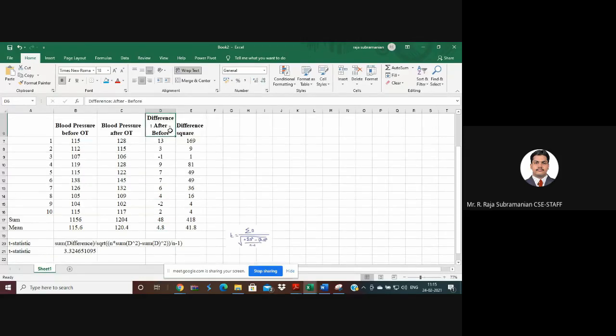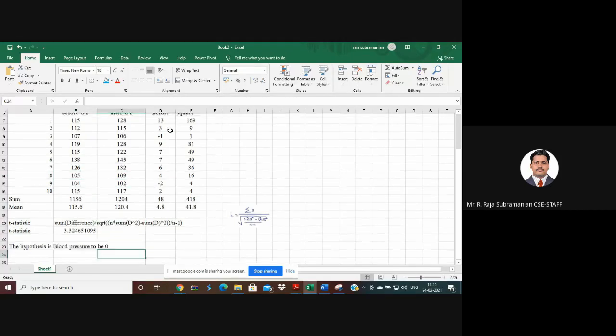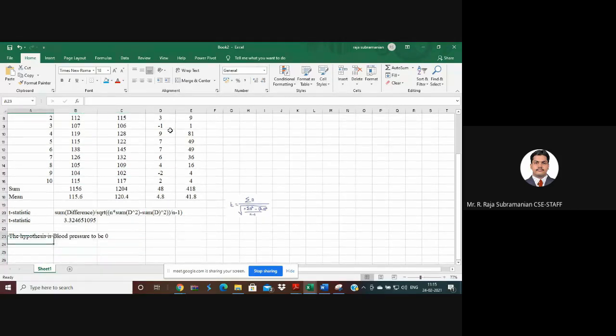What will be the effect? When I change it, there is no change in the sense that if it is 115 here, here also 115 will be there. If there is 105 here, here also 105 should be there. So what is the possibility for the change in blood pressure to be zero? Now we need to say whether this hypothesis is true to accept, or we need to reject the hypothesis. Right? This is what we need to say.